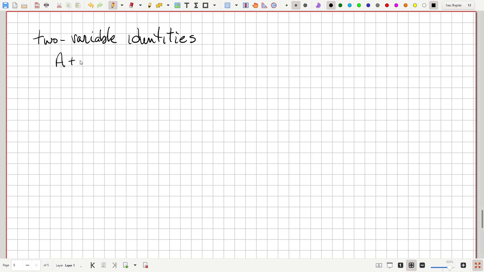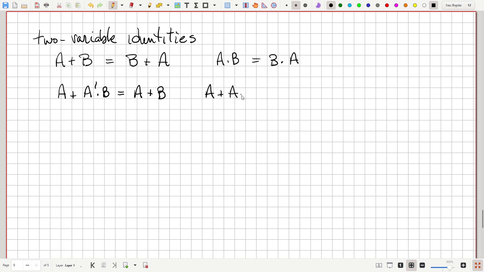And here are some useful ones. A or B is equal to B or A. Just write the truth table or make the K-map. A and B is equal to B and A. Right, these correspond to the commutative property for addition and multiplication, but therefore the OR and the AND operation. And then one we already showed was A or not A and B is A or B. And then another one is A, or A and B is equal to A. Okay, so these are some useful identities that are listed in the notes, and that sometimes we can refer to to reduce various logic expressions, and they can all be represented on a K-map.